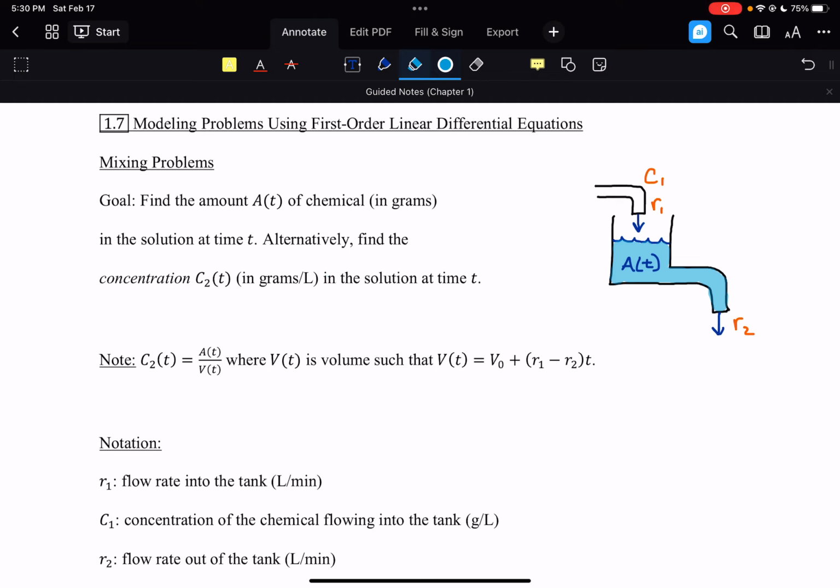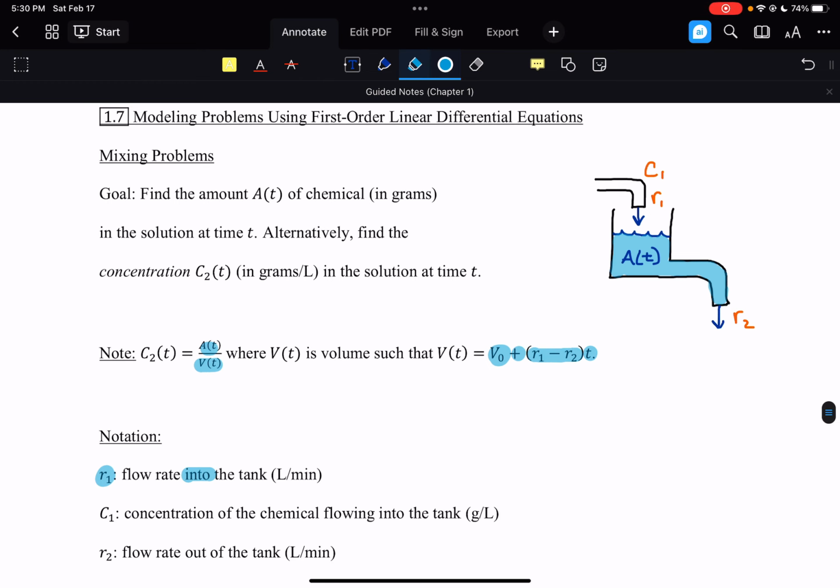So we've got a few different formulaic things to take note of, some notations down here to look at. The concentration of the solution is going to be the amount of the chemical per unit volume, so it's A of t over V of t. Volume is determined by taking the initial volume plus R1 minus R2 times t. This is where R1 is the flow rate into the tank, and R2 is the flow rate out of the tank.